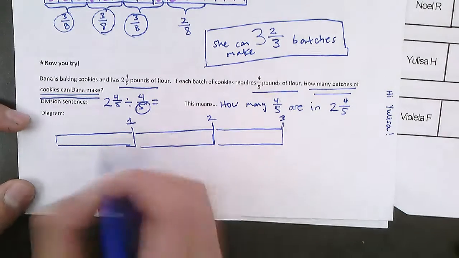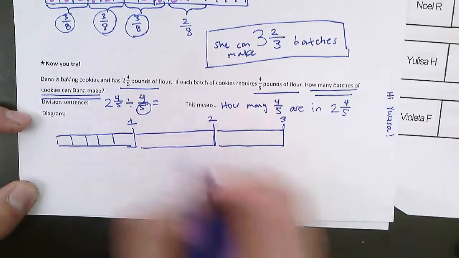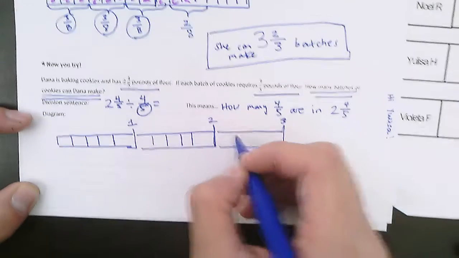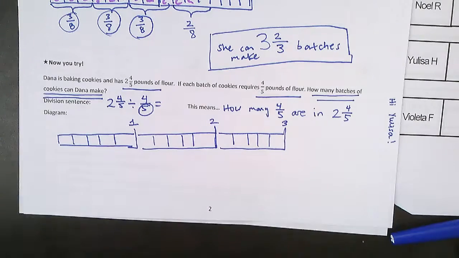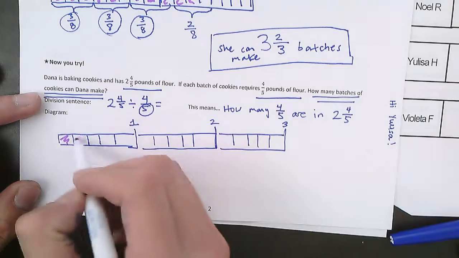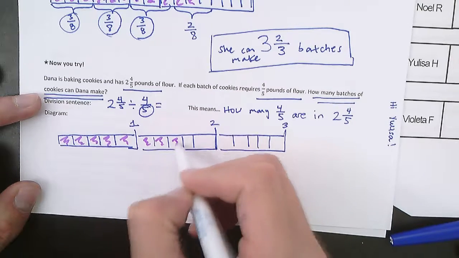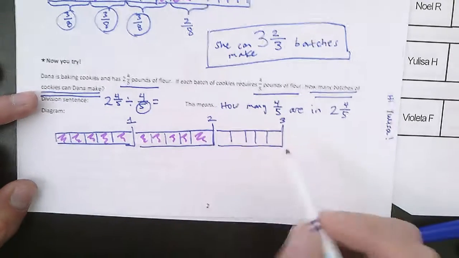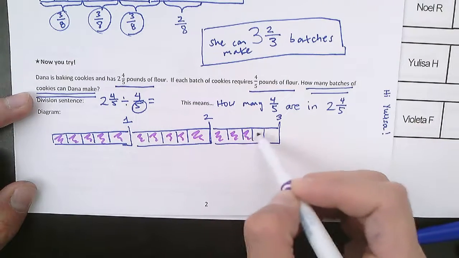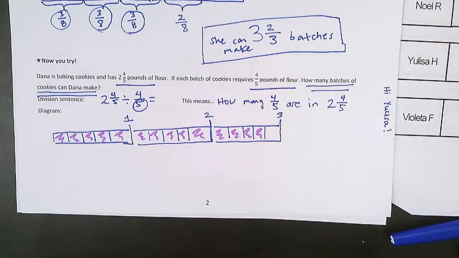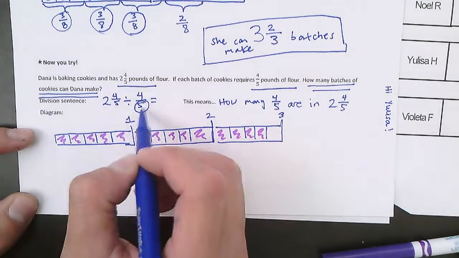So let's separate these into fifths by drawing 4 lines in each whole. 1, 2, 3, 4. Now that's in fifths. 1, 2, 3, 4. That's in fifths. 1, 2, 3, 4. That's in fifths. Then we shade in 2 wholes, so all of this, and then 4 out of 5 of these for the 4/5. Okay, so that's our 2 4/5 right there. And sections of 4/5 is what we're dividing it into.